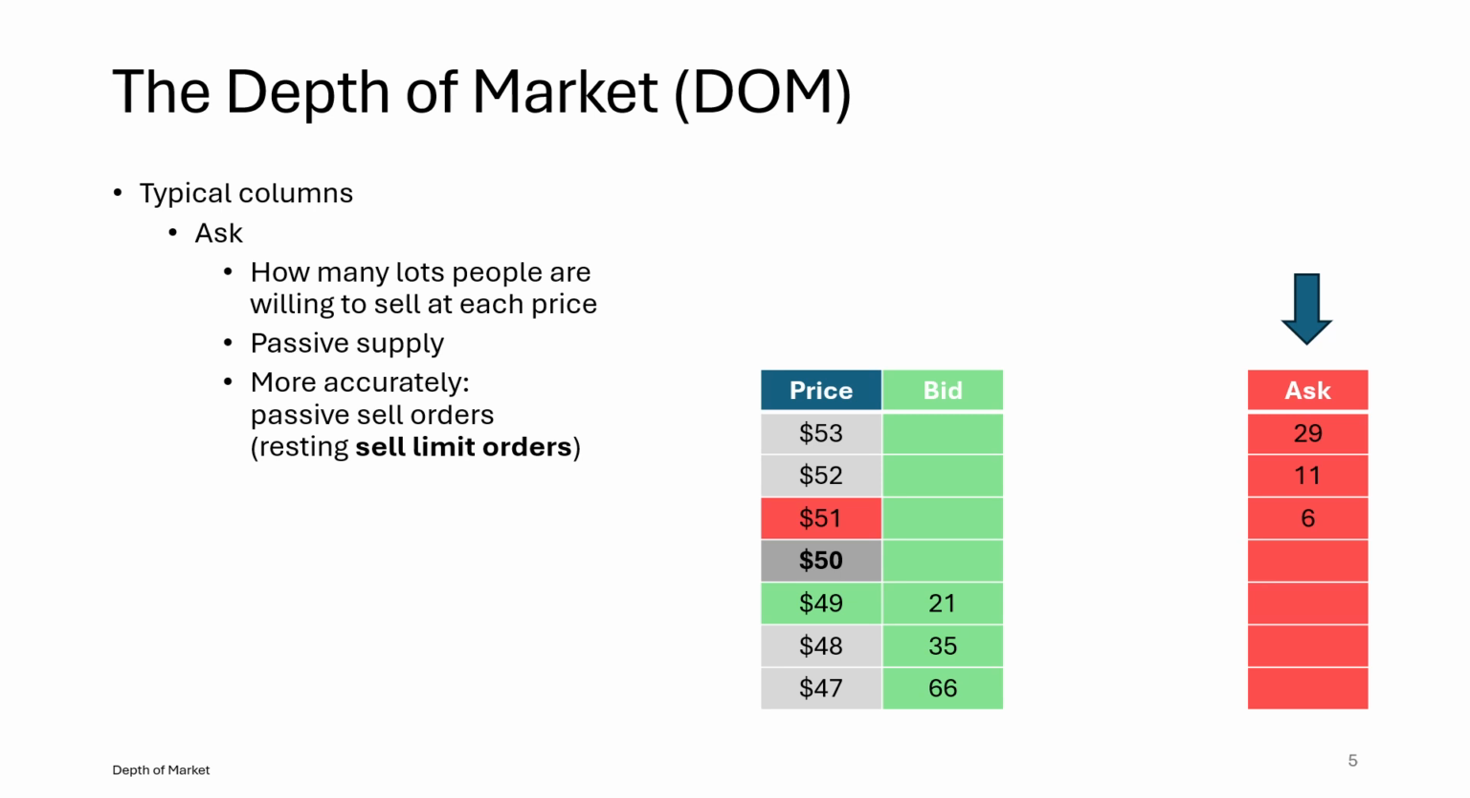Then we have the ask column. The ask column, similarly to the bid column, tells you how many lots people are willing to sell at each price. So consequently, we can call this passive supply, or again, more accurately, passive sell orders or resting sell limit orders. So just like in the example before, let's say here at a price of $51, in total, people are willing to sell 6 lots. And for example, at a price of $52, people are willing to sell a total number of 11 lots. And up here at $53, it's a total number of 29 lots.